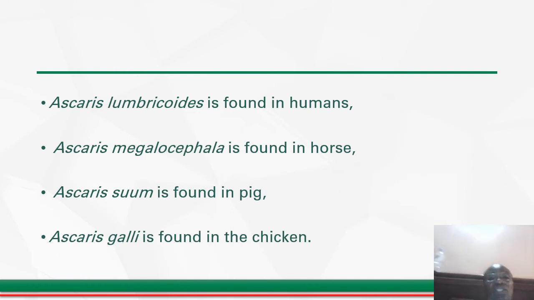Ascaris lumbricoides is commonly found in humans, and Ascaris megalocephala is found in horses. Ascaris suum is commonly found in pigs, and Ascaris galli is found in chickens. So it means the species of Ascaris are found in most of the animals: human, horse, pig, and chicken.